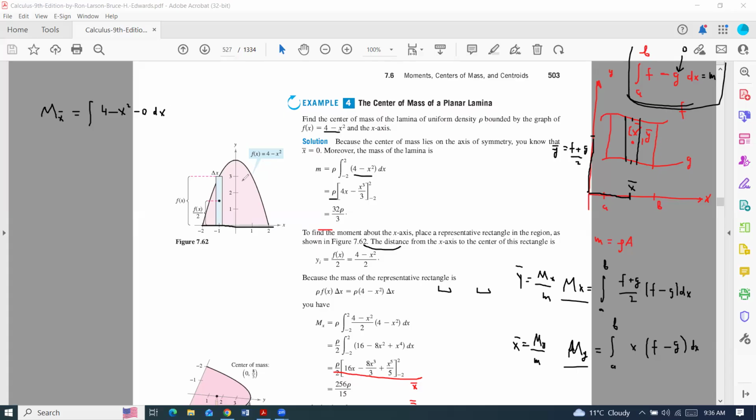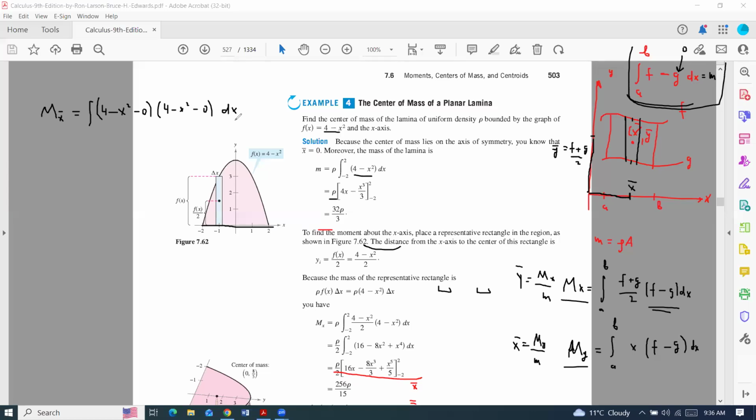So that's 4 plus x over 2, 4 minus x over 2. But we also need to multiply it by the f minus g factor. So what's the f minus g factor? Well, this will be another same exact 4 minus x squared, and then minus g minus 0. Because again, the lower function is 0, so that is nice.